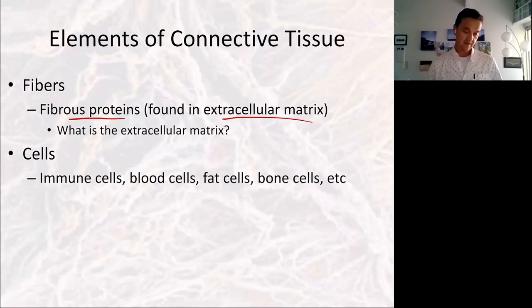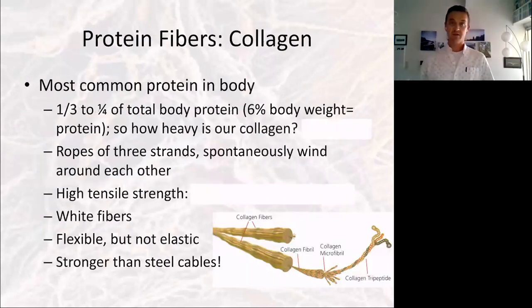The cells that we find in connective tissue can typically be immune cells, blood cells, fat cells, bone cells, etc. And then also the cells that actually make the extracellular matrix, the ones that make the fibers. So let's look at those fibers first.